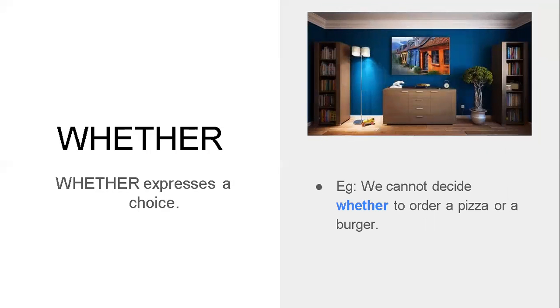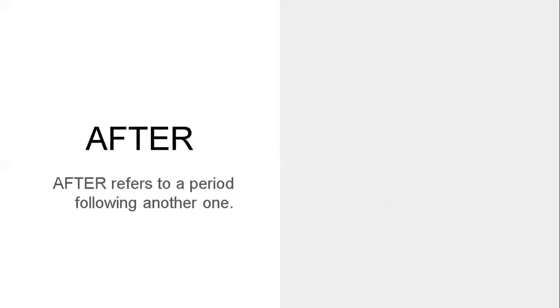Whether. Please pay attention to the spelling of the word. This is not W-E-A-T-H-E-R like weather and climate. This is W-H-E-T-H-E-R, whether, which is also used in place of if. Whether expresses a choice. For example, we cannot decide whether to order a pizza or a burger. You have a choice between ordering this or that, and you can't decide. Therefore, you use the word whether.